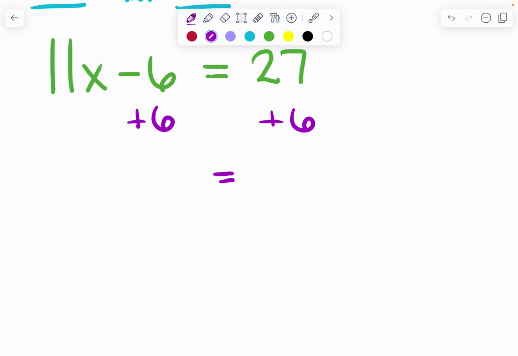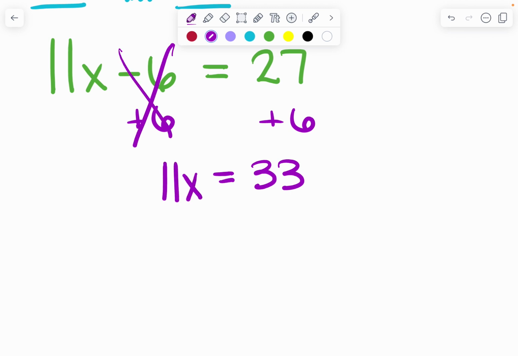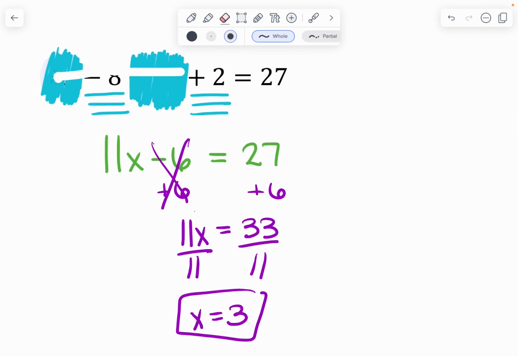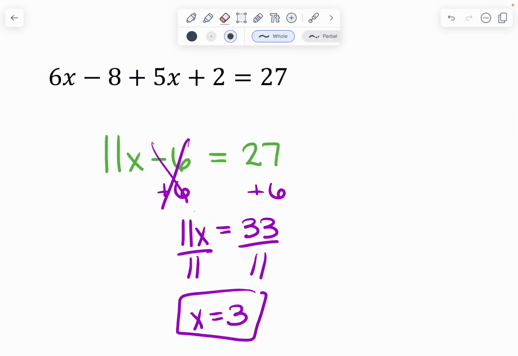27 + 6, 28, 29, 30, 31, 32, 33. -6 and 6 together make a 0. Zeros don't need to be written, so I bring down the 11x. 11 and x are connected with a secret multiplication symbol, though, even though it's not visible there. So we undo multiplication with division, and x is 3. So notice every time we do a problem, even if it gets crazy, what we're doing is we're making steps simpler and simpler and simpler so that eventually there's nothing left except for x.